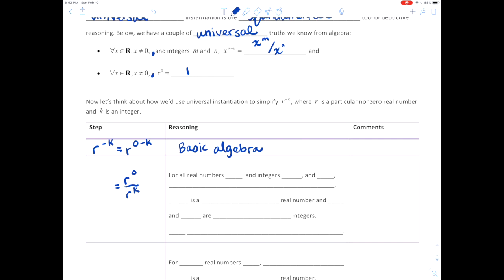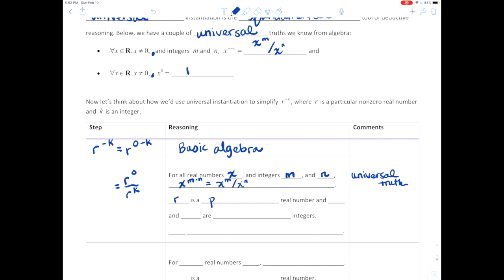And so what is this reasoning? For all real numbers x, and integers m and n, x raised to the m minus n is equal to x to the m divided by x to the n. Now that is a universal truth. Okay, so we've established this universal truth, but we're not dealing with x's, m's, and n's, are we? We're dealing with r, 0, and k. So let's take a look.